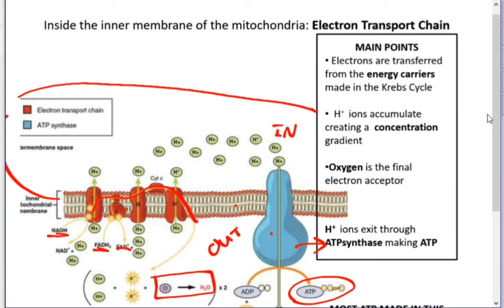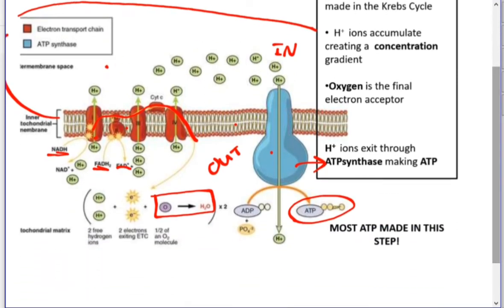Okay, electrons are transferred from the energy carriers. That's your NADH and FADH2. Hydrogen accumulates. Oxygen is the final electron acceptor. And this is where I make my most ATP. 32 to 34 ATP are made in this step.